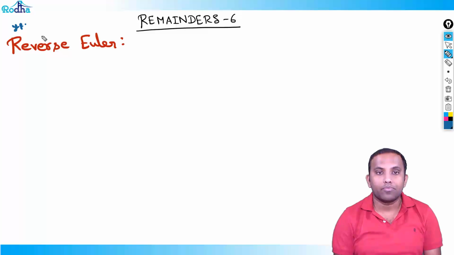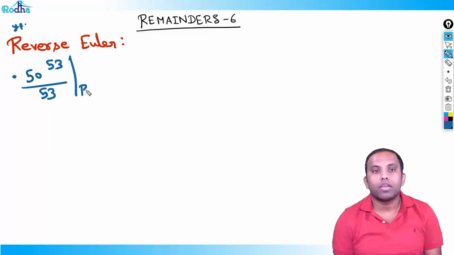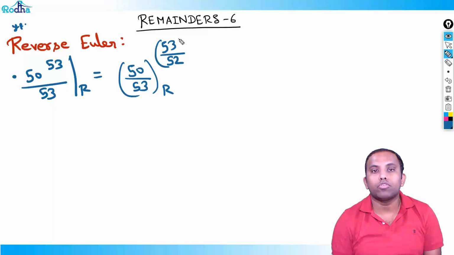For example, if the question is 50 raised to 53 divided by 53 remainder, it is very easy, because you can directly apply Euler theorem here since 50 and 53 are co-prime. So 50 by 53 remainder and 53 by 52 remainder, because 52 is the Euler of 53. 53 is a prime number. What is the remainder here? This is 50 only. So 50 raised to 1 is 50.